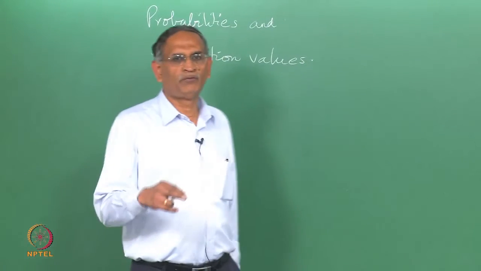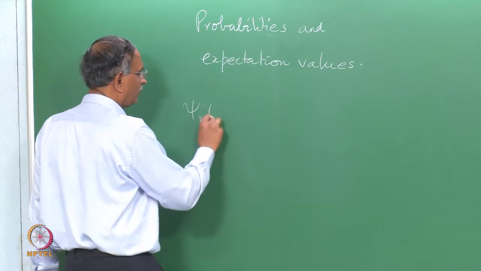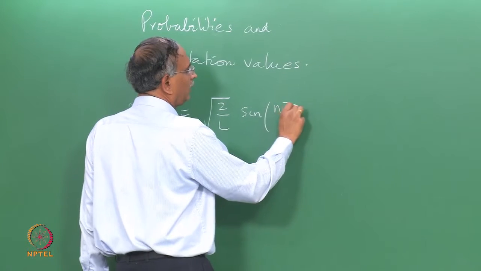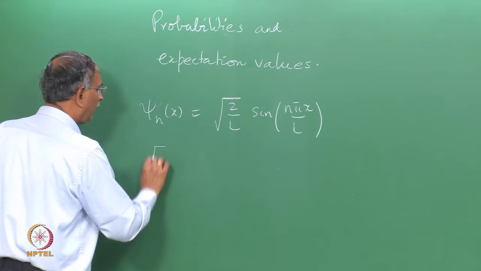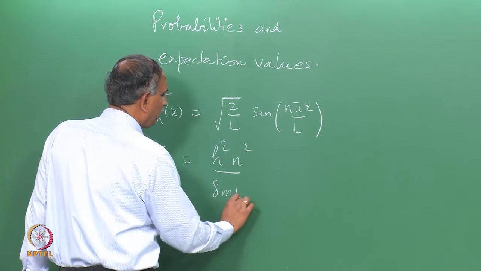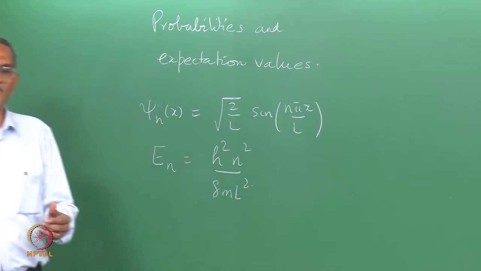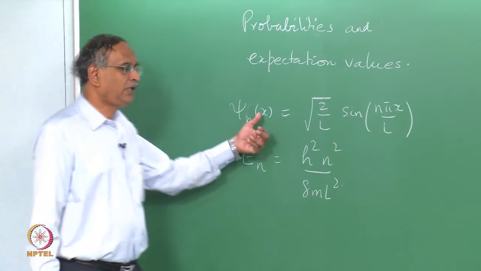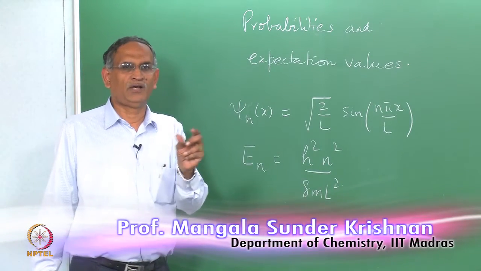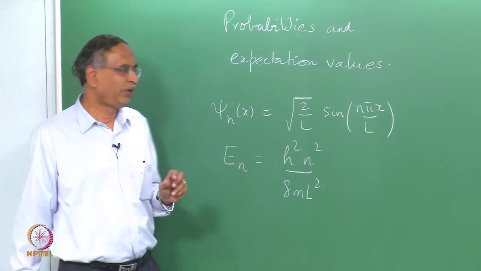So, let us continue from where we left, namely the wave function psi n of x as root 2 by L sin n pi x by L, and the energy E n as h square n square by 8 m L square. Since psi star psi is the probability density at any point x, psi star psi at the small interval dx around x gives you the probability that the particle is in that small region.